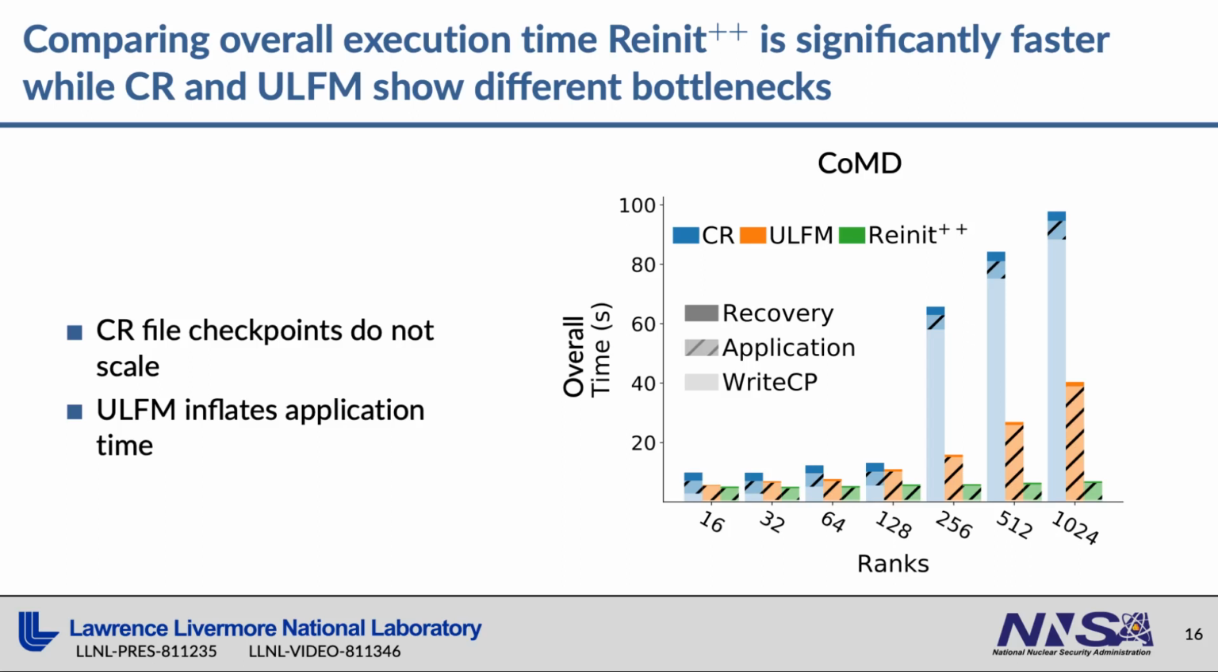What we see from the plot is that Reinit++ is significantly faster than checkpoint restart and ULFM, and that it scales very well. Also, checkpoint restart and ULFM show different bottlenecks. So specifically for checkpoint restart, file checkpointing becomes a bottleneck as the number of ranks increases. For ULFM, it does in-memory checkpoints like Reinit++. So its performance is lost because ULFM inflates application execution time for pure computation due to its operation.